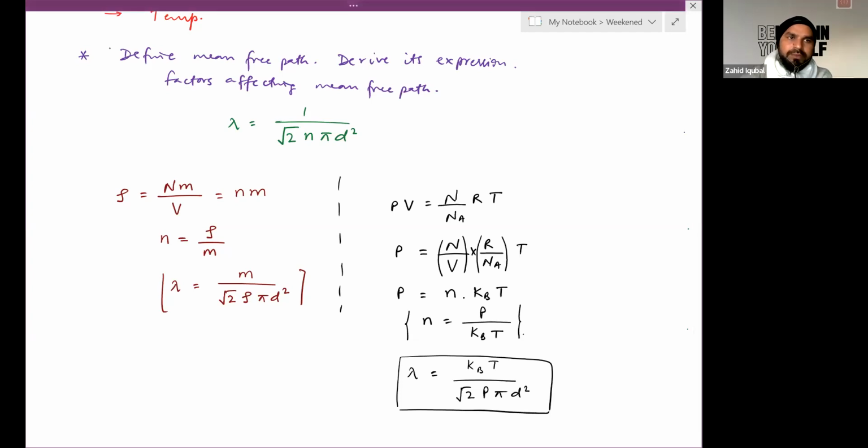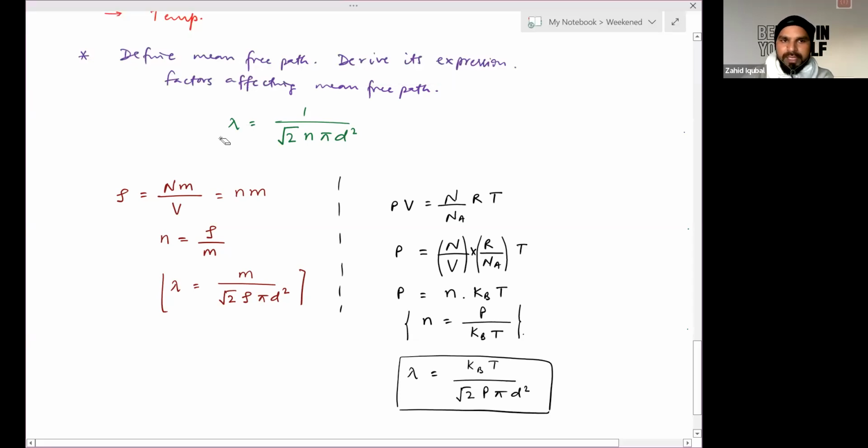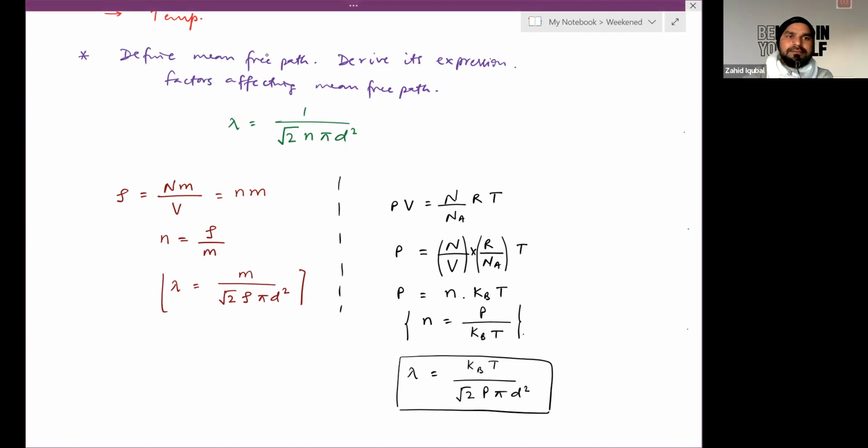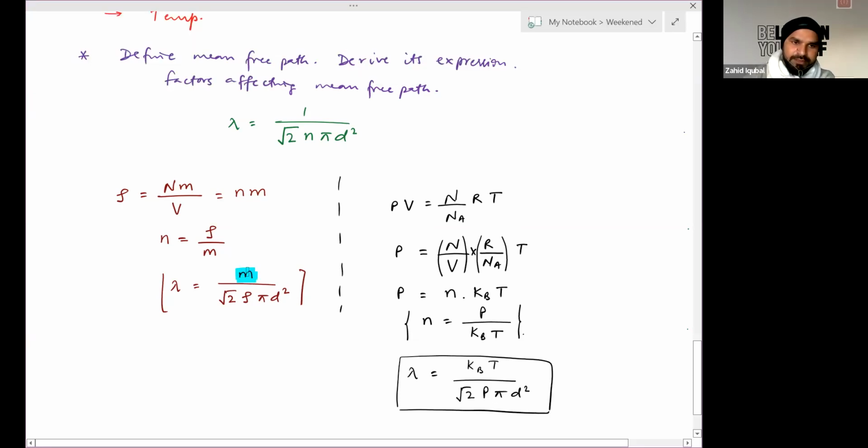So from this, we may conclude mean free path depends upon mass of gaseous particle, diameter square of gaseous particle, density, temperature, and pressure. So these are different variable terms on which it may depend.